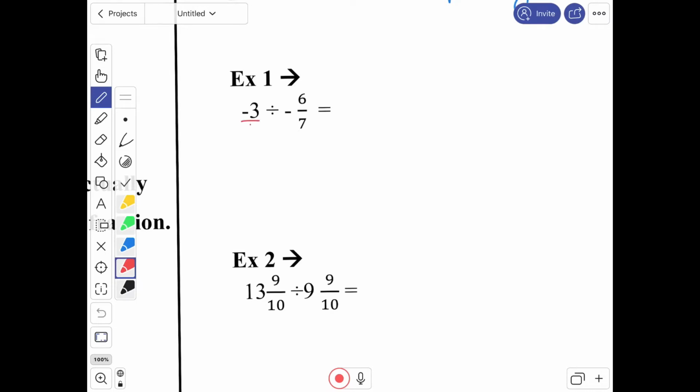We have -3 divided by -6 over 7. I'm going to put a 1 under the whole number. Then I have a negative divided by a negative, so my answer is going to be positive. And now I'm not going to worry about those signs because I know the answer is going to be positive. So keep -3 over 1, change to multiplication, flip the second fraction.